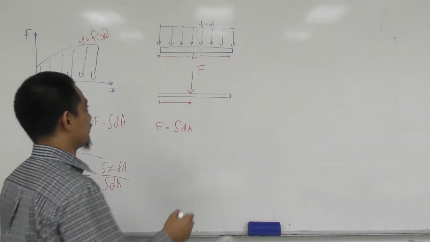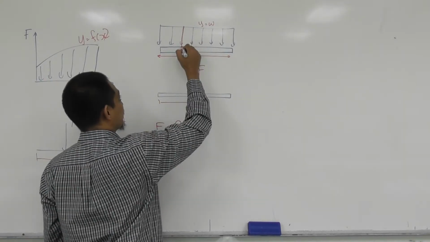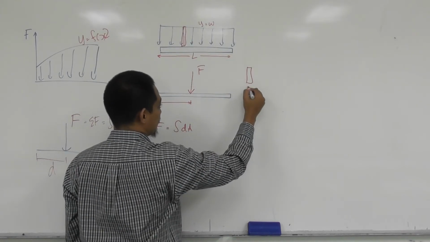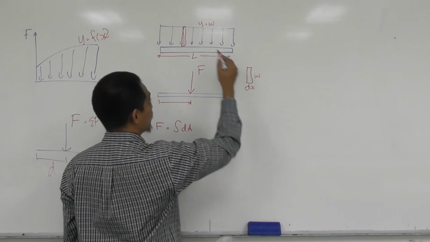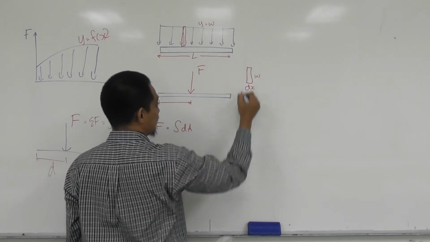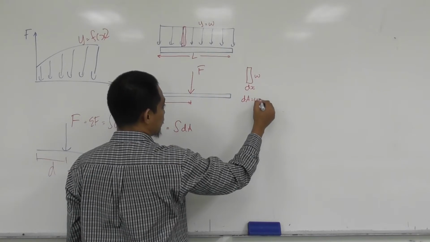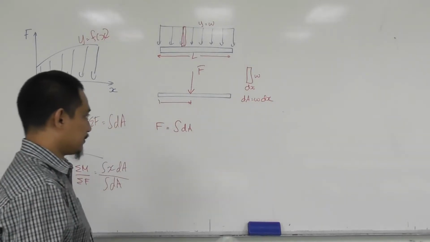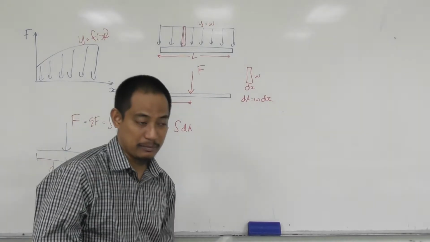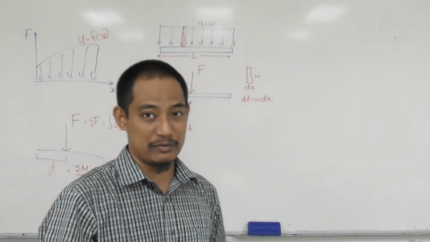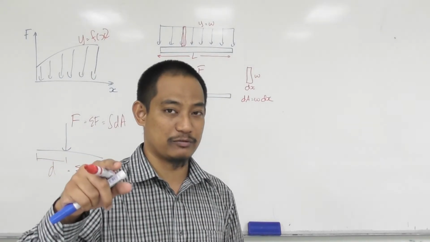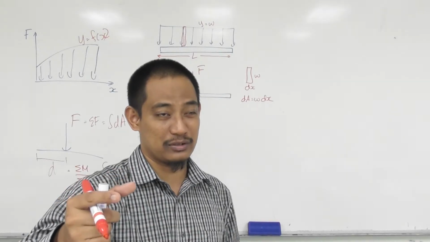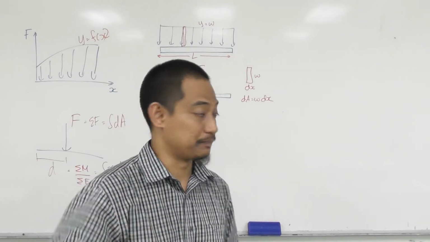In terms of integration, you have to have an element. For example, if I take out this element, this one will be dx, and this one will be w in this case. So dA will be w dx for that particular element. Obviously, if you need to refresh on the integration part, go watch the video I posted earlier, the crash course on integration.